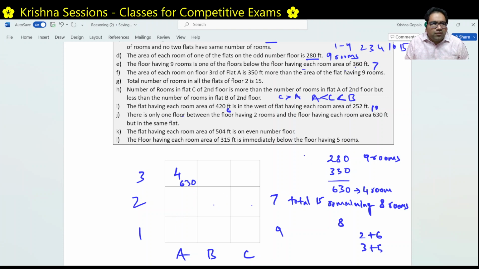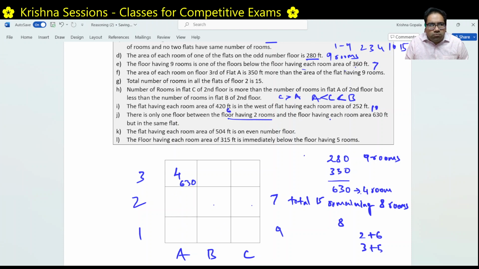Okay, there is only one floor between the floor having two rooms and the floor having each room area 630 square feet, but in the same flat. The floor having two rooms, and the floor having each room at 630. Each room at 630 is 4, right, that is 4. The floor having 630 room is actually this one, the third floor having four rooms. That is A3, right? A3. That is 630. Now what it is saying, there is only one floor between the floor having two rooms. That means the floor having two rooms is first floor. One floor between, which is second floor. So that is this first floor.